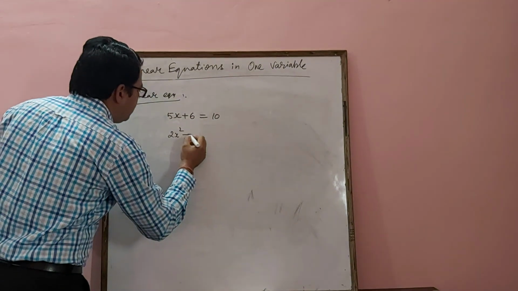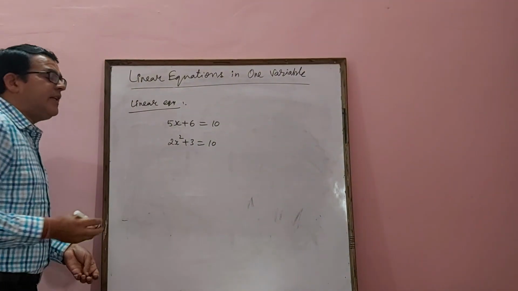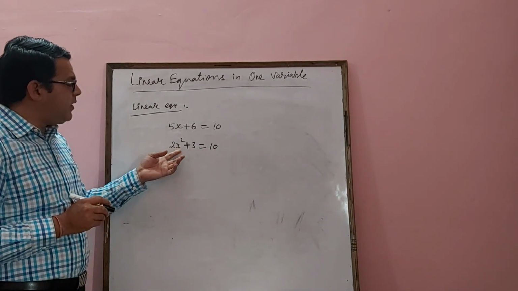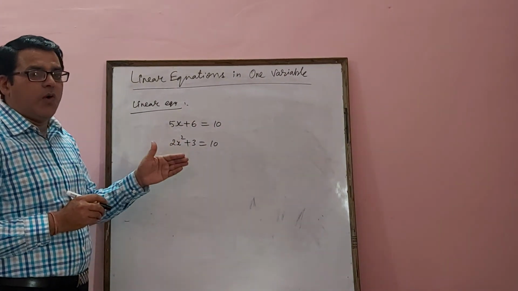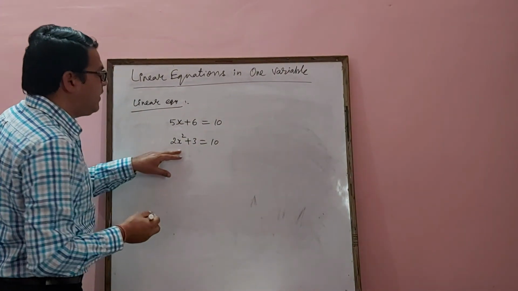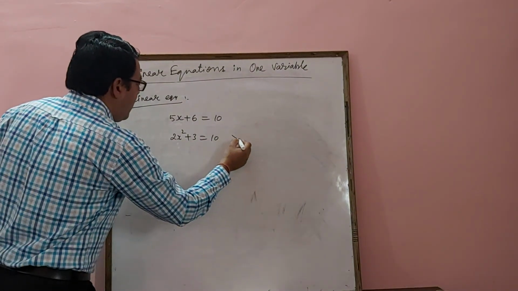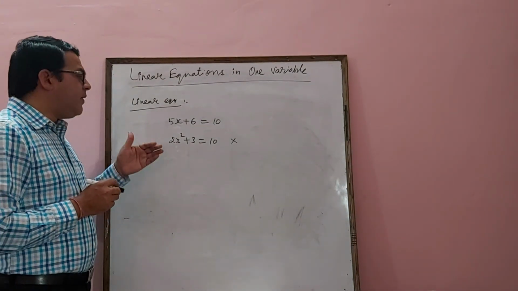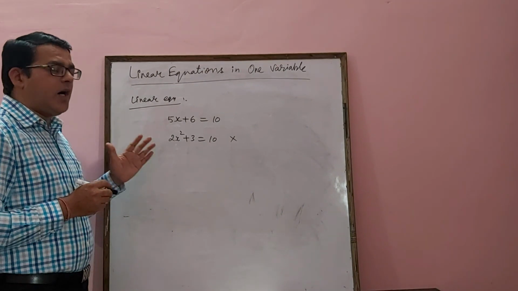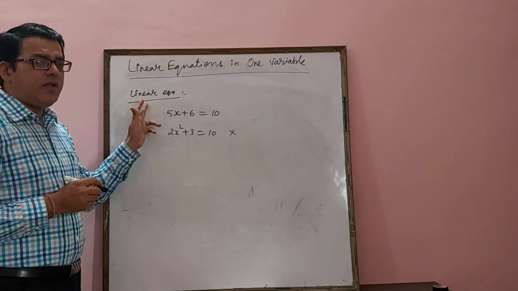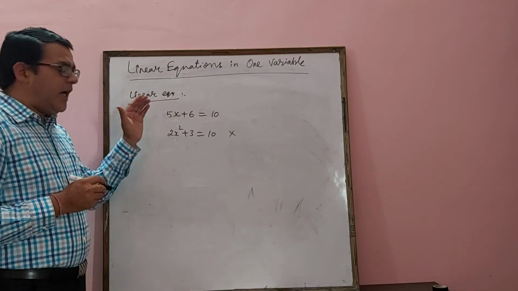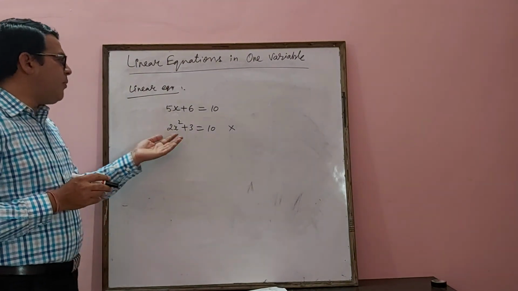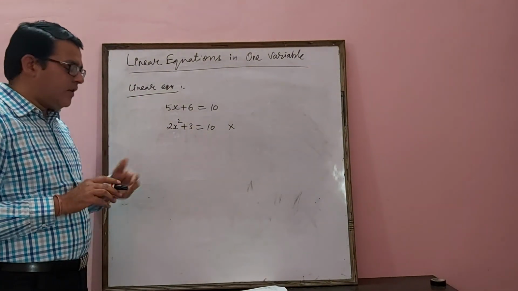Let's think about this equation. Is this a linear equation? No, it is not a linear equation because the power of this variable is greater than 1, that is 2. That's why it is not an example of a linear equation. Hope you understand. If an equation has maximum power 1, such an equation is called a linear equation. Otherwise, that equation is not linear. Which kind of equation is this then? We will discuss it in the next class.